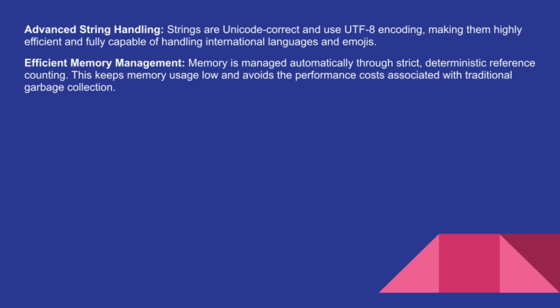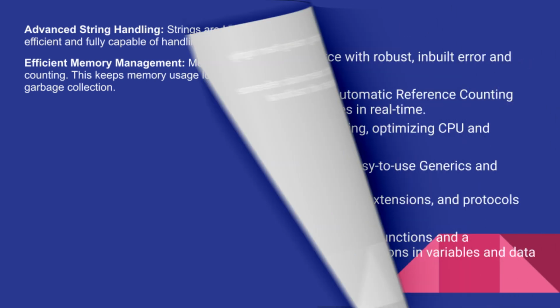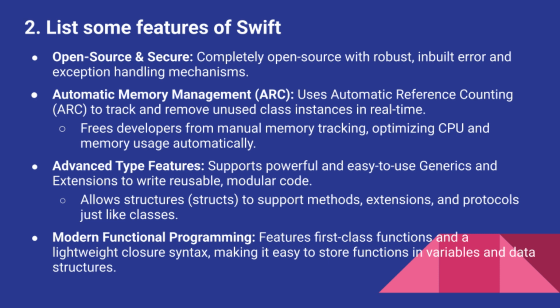Answering like this shows the interviewer you don't just write the code. You understand exactly how the language optimizes performance. Moving on to question number 2. What are the key features of Swift? When an interviewer asks this, they want to see that you understand both the structural advantages of the language and its modern coding capabilities. Looking at our first set of features here.